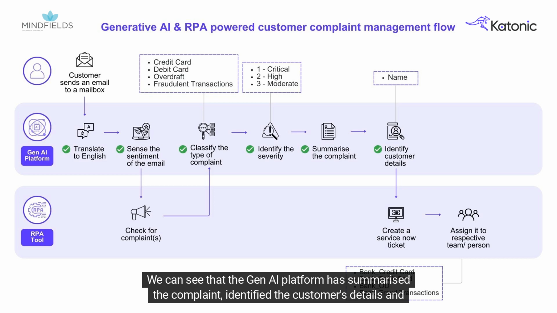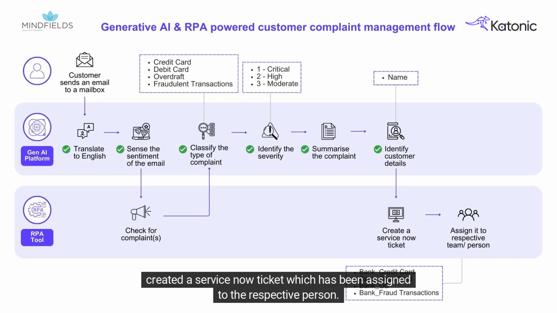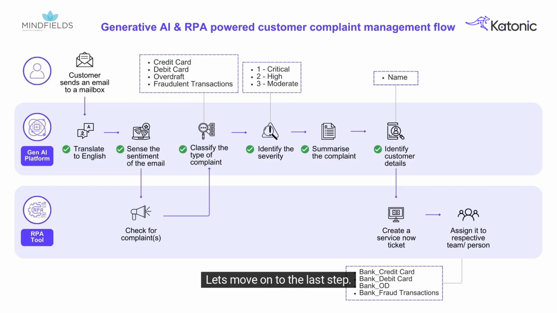We can see that the Gen AI platform has summarized the complaint, identified the customer's details, and created a ServiceNow ticket which has been assigned to the respective person. Let's move on to the last step.